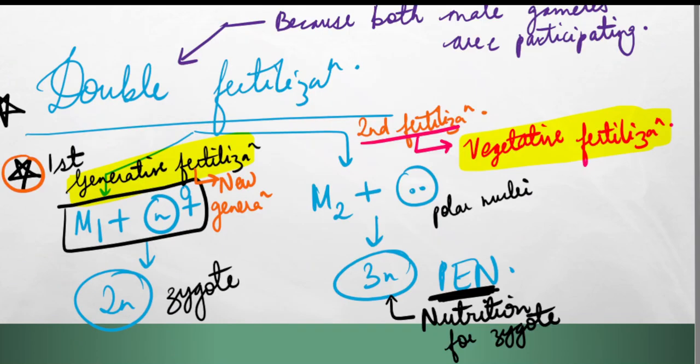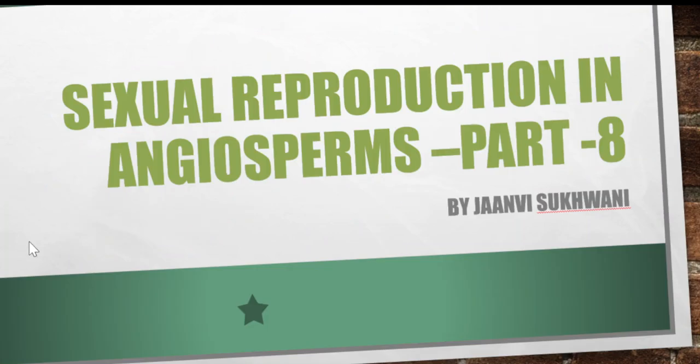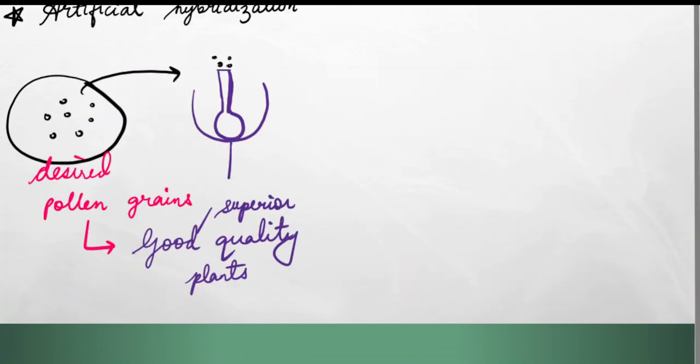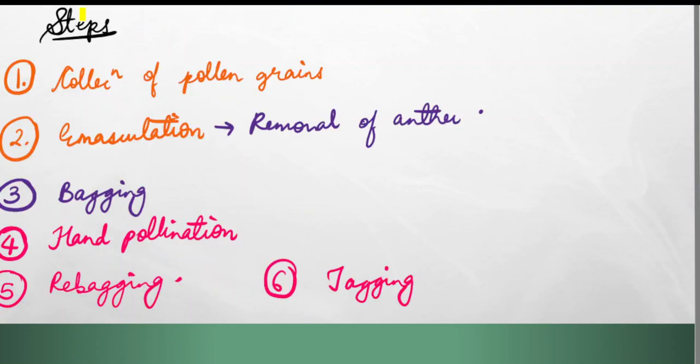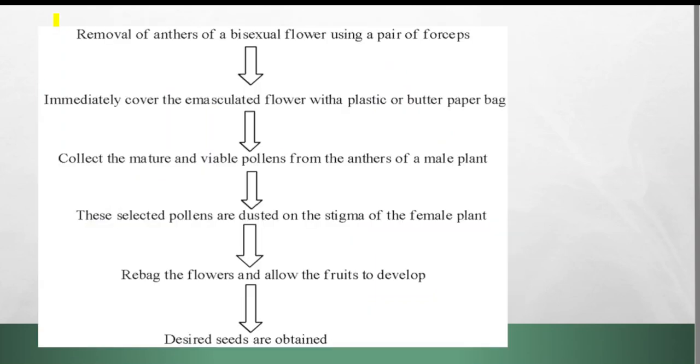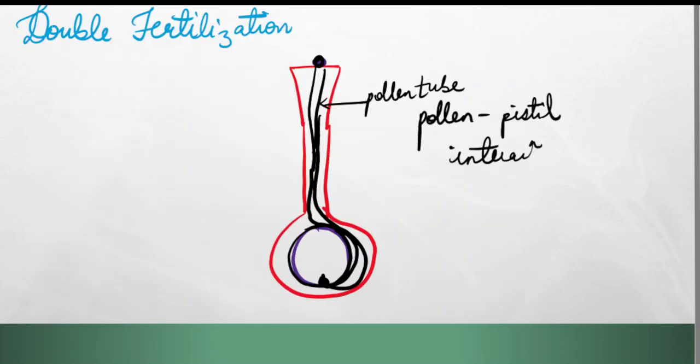Now I will just show you this. In part 8 we first studied about artificial hybridization. I told you the entire process, and the steps also I taught you. Then we came to the pictures of the steps. Then we studied the double fertilization event, which is very important from your exam point of view. You should write the notes properly for this very important topic.